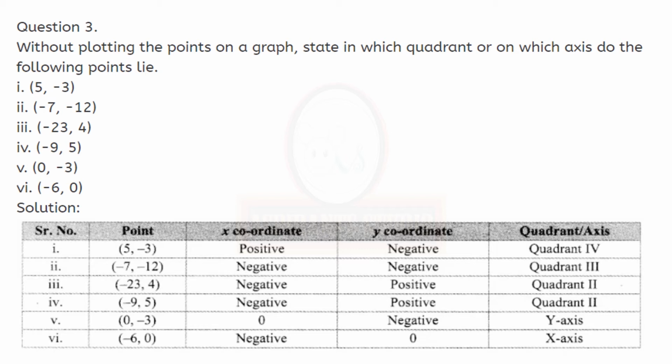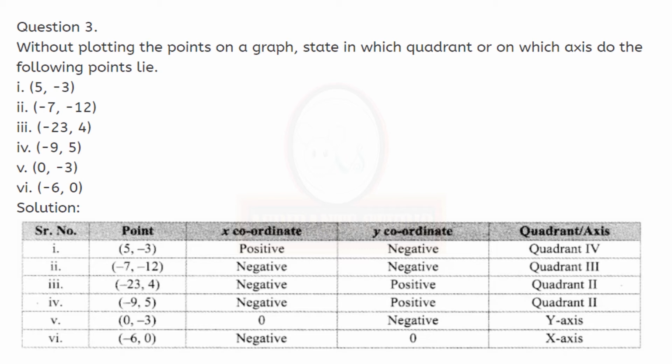5, minus 3. The second one is minus 7, minus 12. Third one is minus 23, 4. Fourth one is minus 9, 5. Fifth one is 0, minus 3. And sixth one is minus 6, 0. Now coming to the solution.